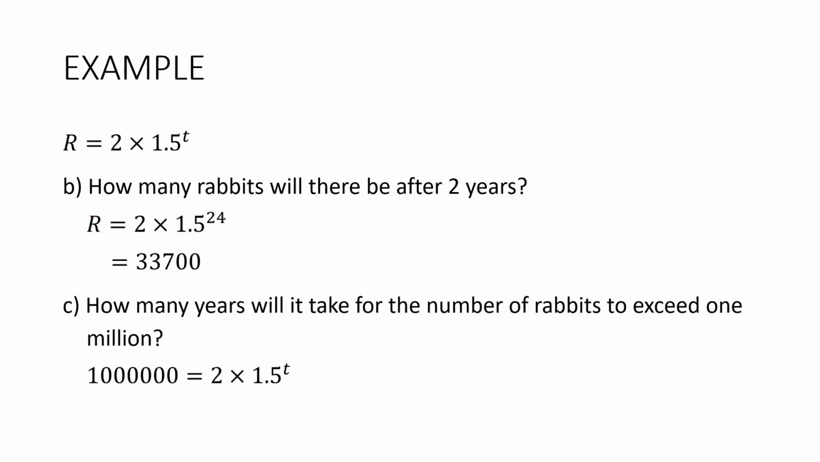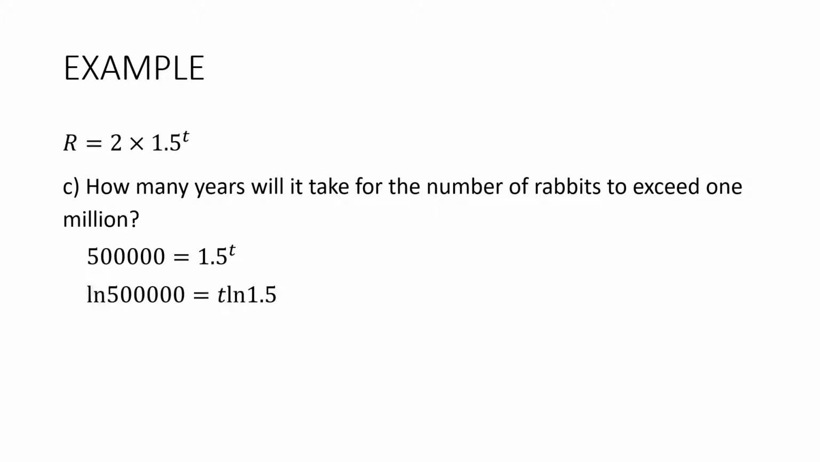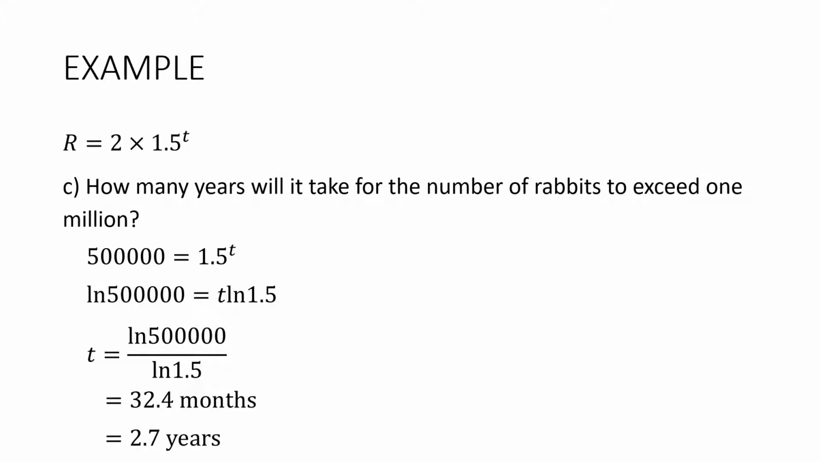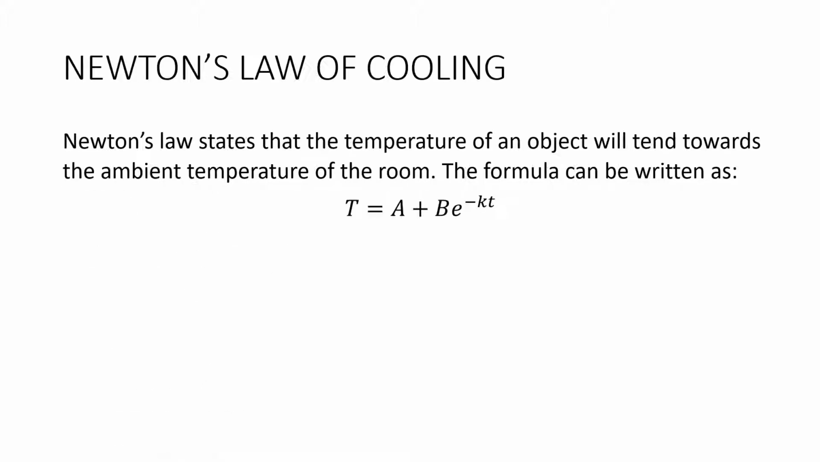So 1 million is equal to 2 times 1.5 to the t. This is an exponential equation. Let's take this 2 over first of all, and then take logs of both sides. And so that'll give us this. And then we're going to divide both sides by ln 1.5. I've just turned it around. Put it into the calculator, and we get 32.4 months, which is equal to 2.7 years.